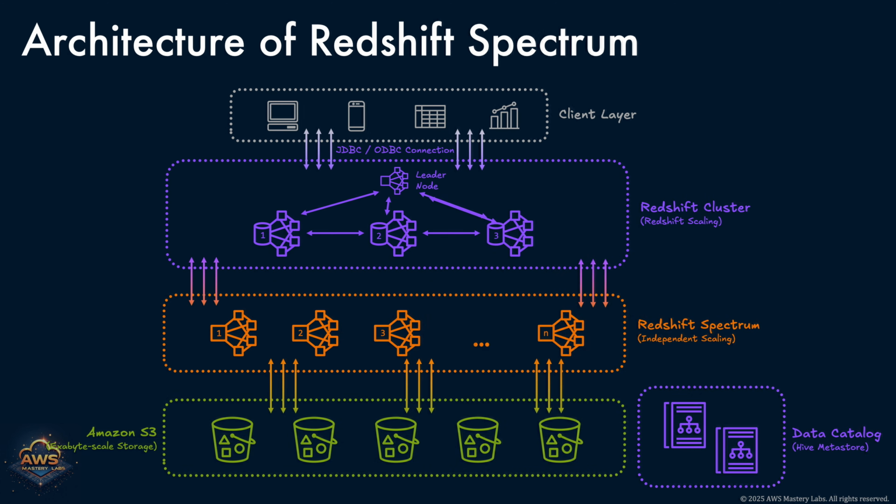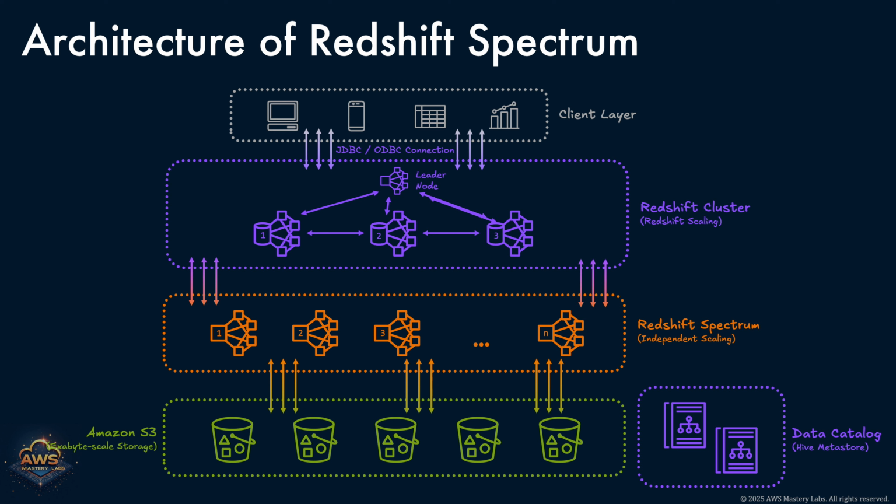Amazon Redshift Spectrum architecture enables users to run SQL queries directly against exabyte-scale data in Amazon S3, seamlessly integrating with Redshift's managed data warehouse. Here's how the architecture works, layer by layer. At the top, the client layer represents various client applications, such as BI tools, SQL editors, or custom analytics dashboards that connect to Redshift using JDBC or ODBC connections. These clients interact with the Redshift cluster to submit queries and retrieve results.